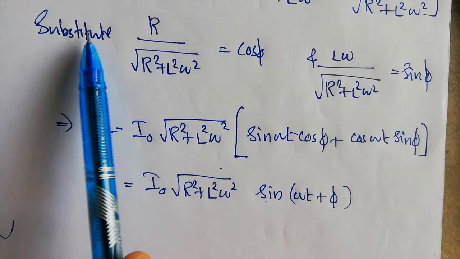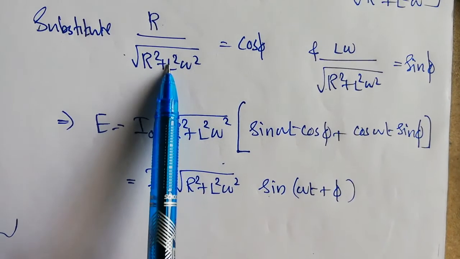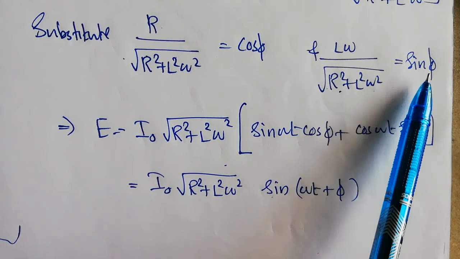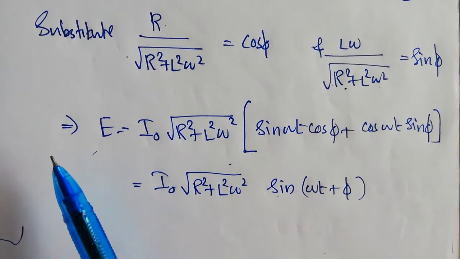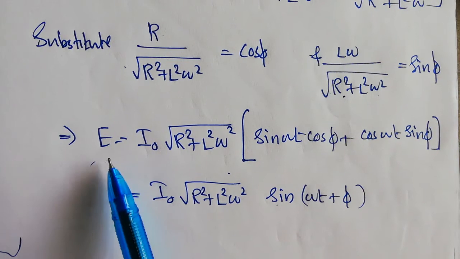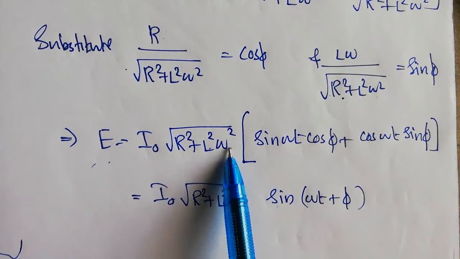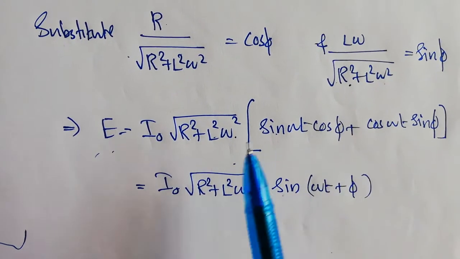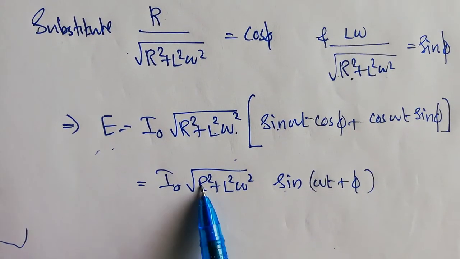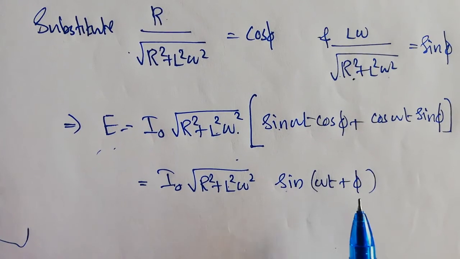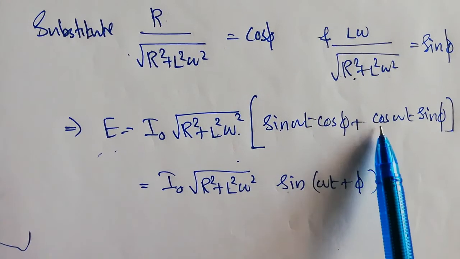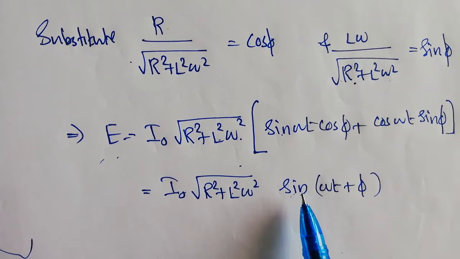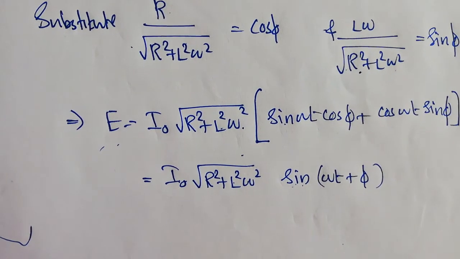Now we can substitute R by root of R square plus L square omega square as cos phi and L omega by root of R square plus L square omega square as sin phi. So this equation will be E is equal to I0 root of R square plus L square omega square into (sin omega t cos phi plus cos omega t sin phi). That's equal to I0 root of R square plus L square omega square. We know sin omega t cos phi plus cos omega t sin phi can be written in the sin(A plus B) form, that is sin(omega t plus phi).